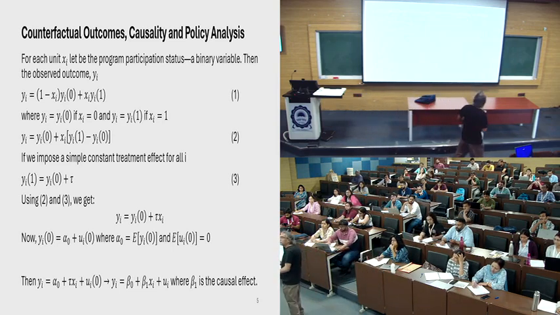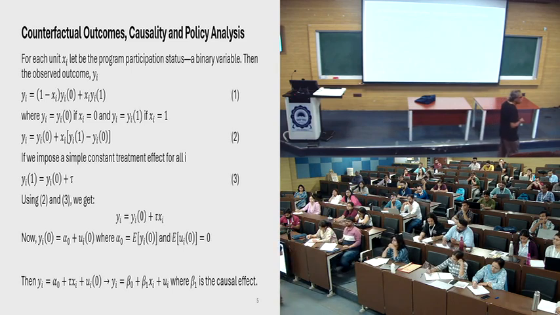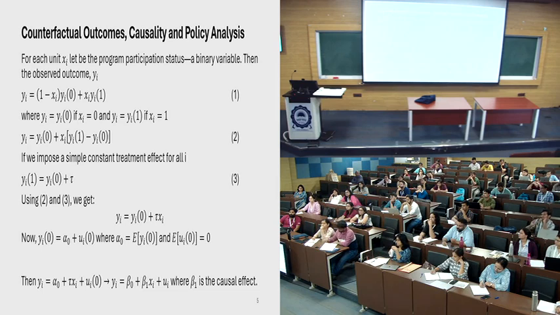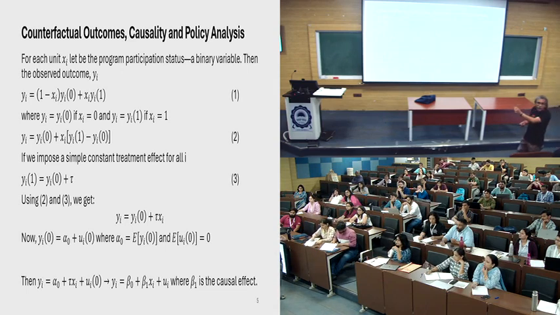For each unit i, let Xi be the program participation status. So that's nothing but a binary. And the observed outcome is Yi. Then I can write Yi as nothing but a convex combination of what? Of Yi0 and Yi1. So how do I write it? On one side, I will have 1 minus Xi when Yi takes the value of 0. And then on the other side, I will have Xi when Yi takes the value of 1.